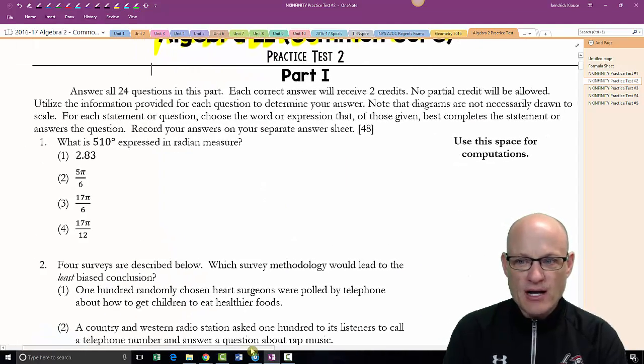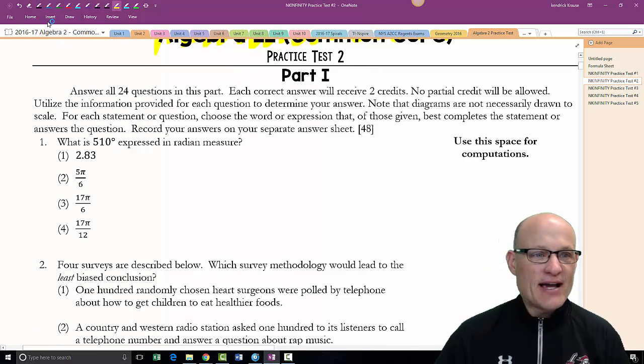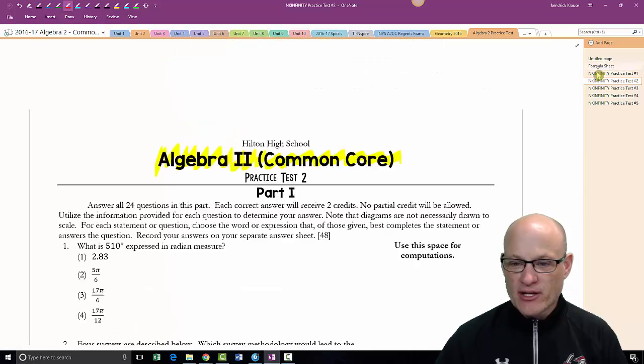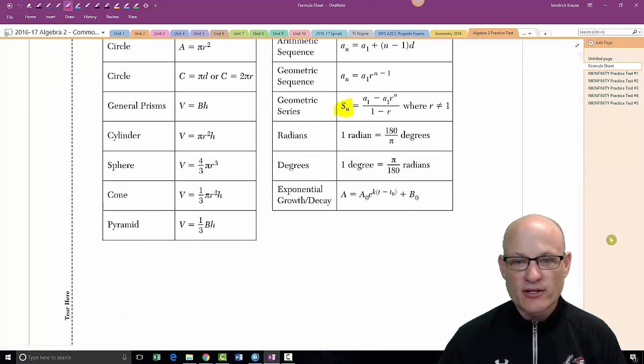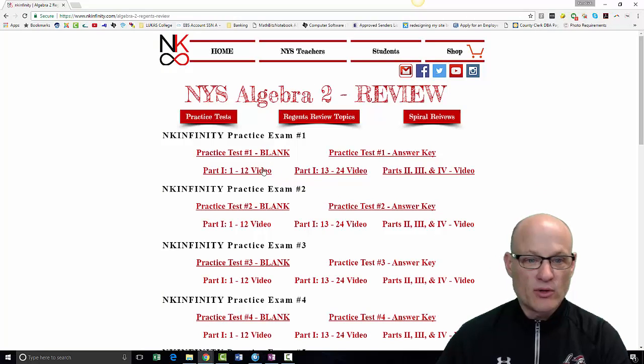So problem number 1 is, what is 510 degrees in radians? Well, you do have a formula on your formula sheet for radians. We used to have kids memorize this, now there's a formula here. We want 1 degree equals pi over 180, so converting from degrees to radians, we just need to multiply by pi over 180.